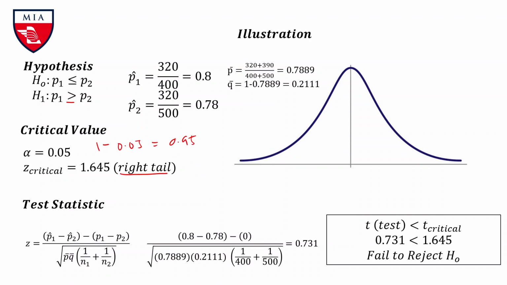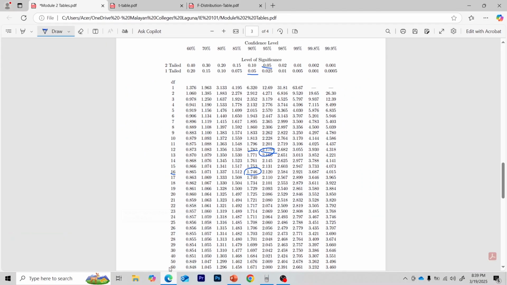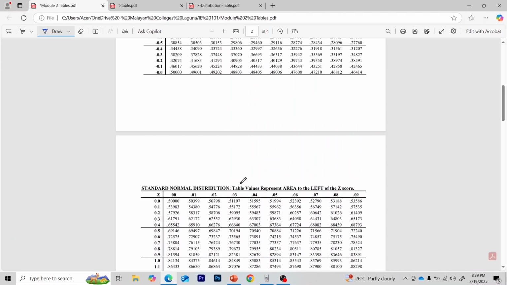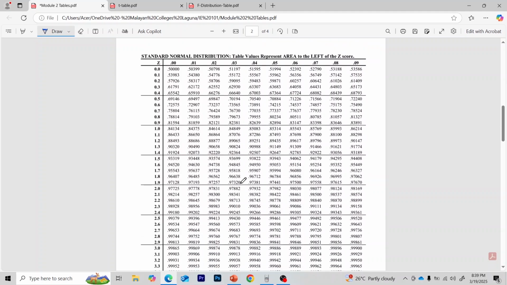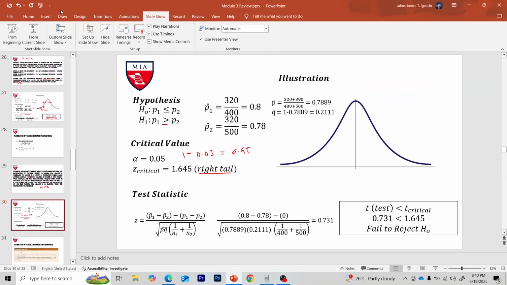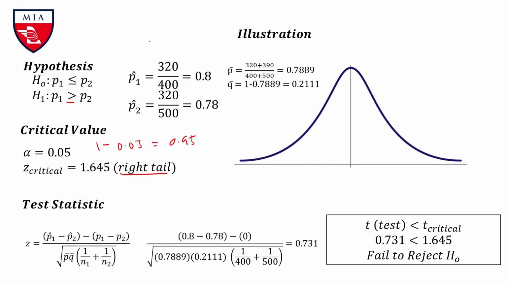So if you look at the table, let's find a certain value closest to 0.95. So let's use the positive z table here. So where's the positive z table? Okay. So what's the value closest to 0.95 but less than? So we have 0.9495. So we have 1.64. Okay, so let's go back to the problem. So we have 1.64 here, or 1.65 whatsoever. So this is the value of our z critical.